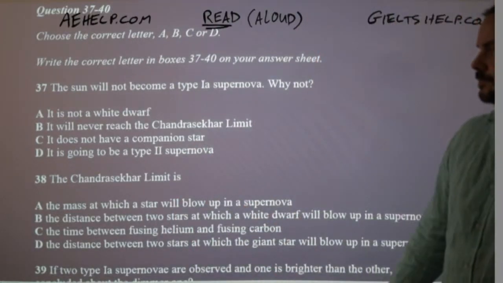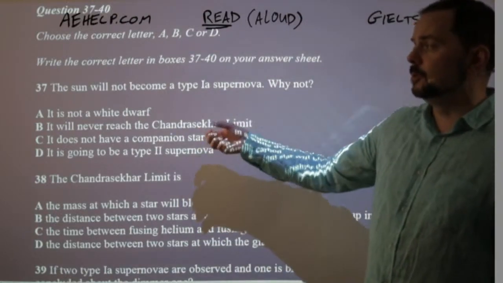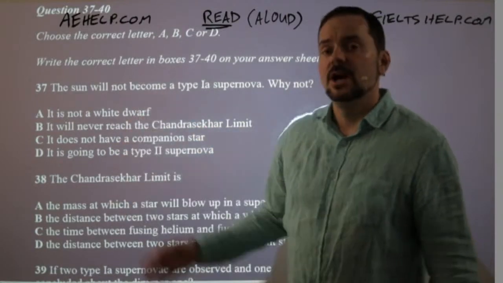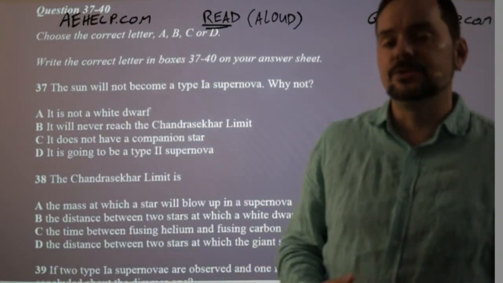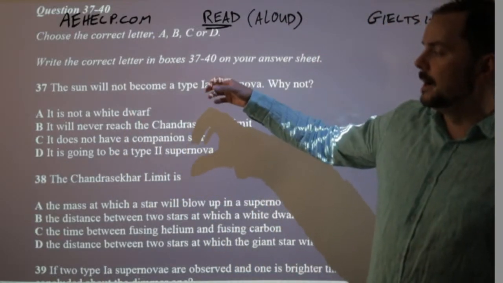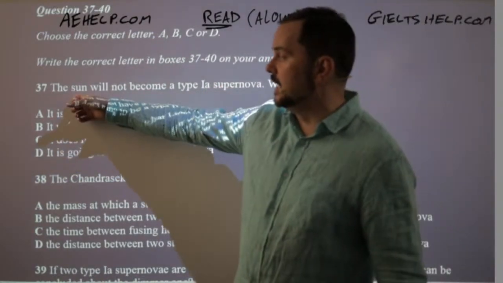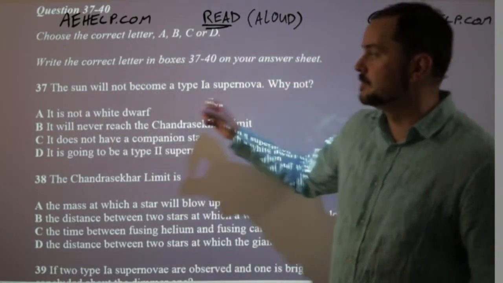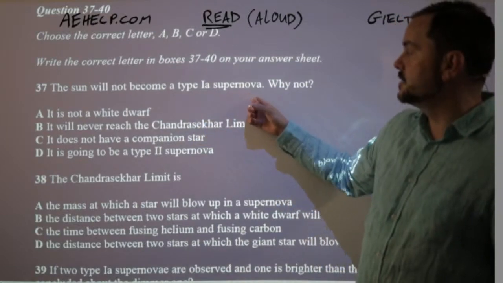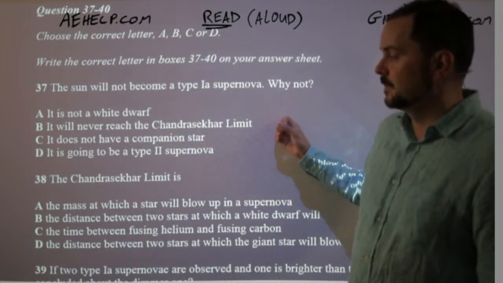All right, so multiple choice. This one's a bit tricky. Careful. Don't read all the choices. That's easy to not do in the computer-based exam because it's drop down often. So here we go. You just read the sentence at the top. So the sun will not become a type 1a supernova. Why not?